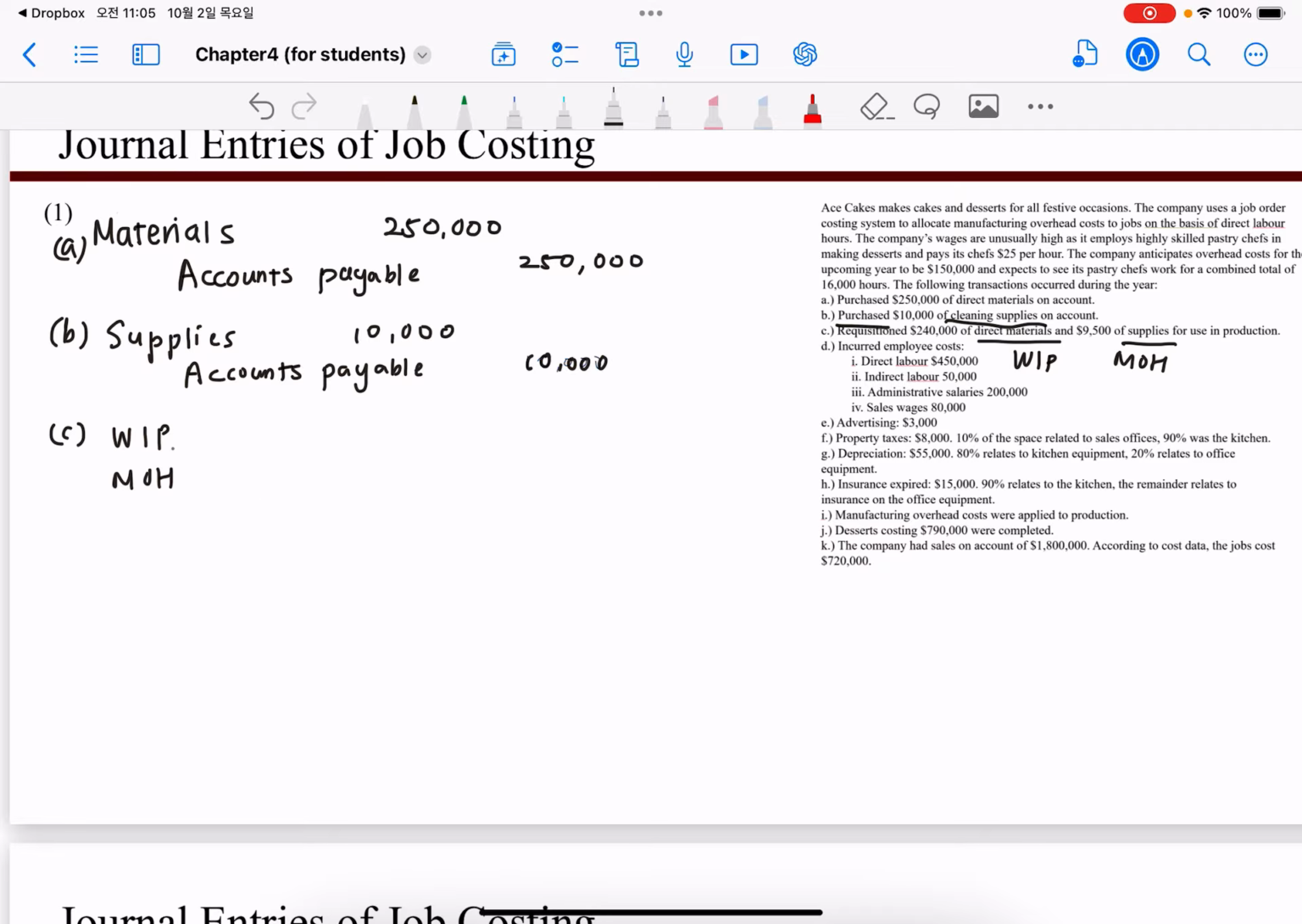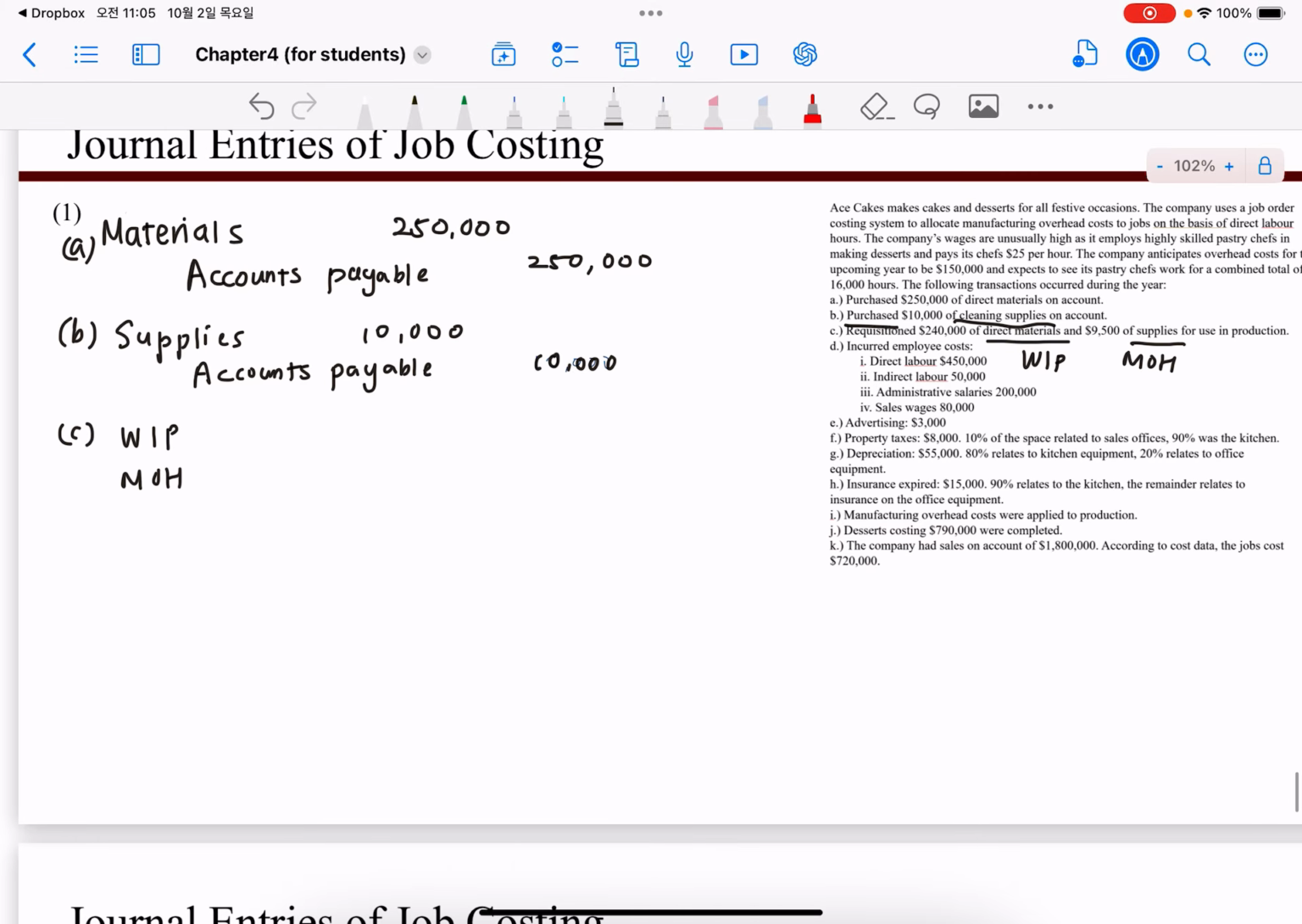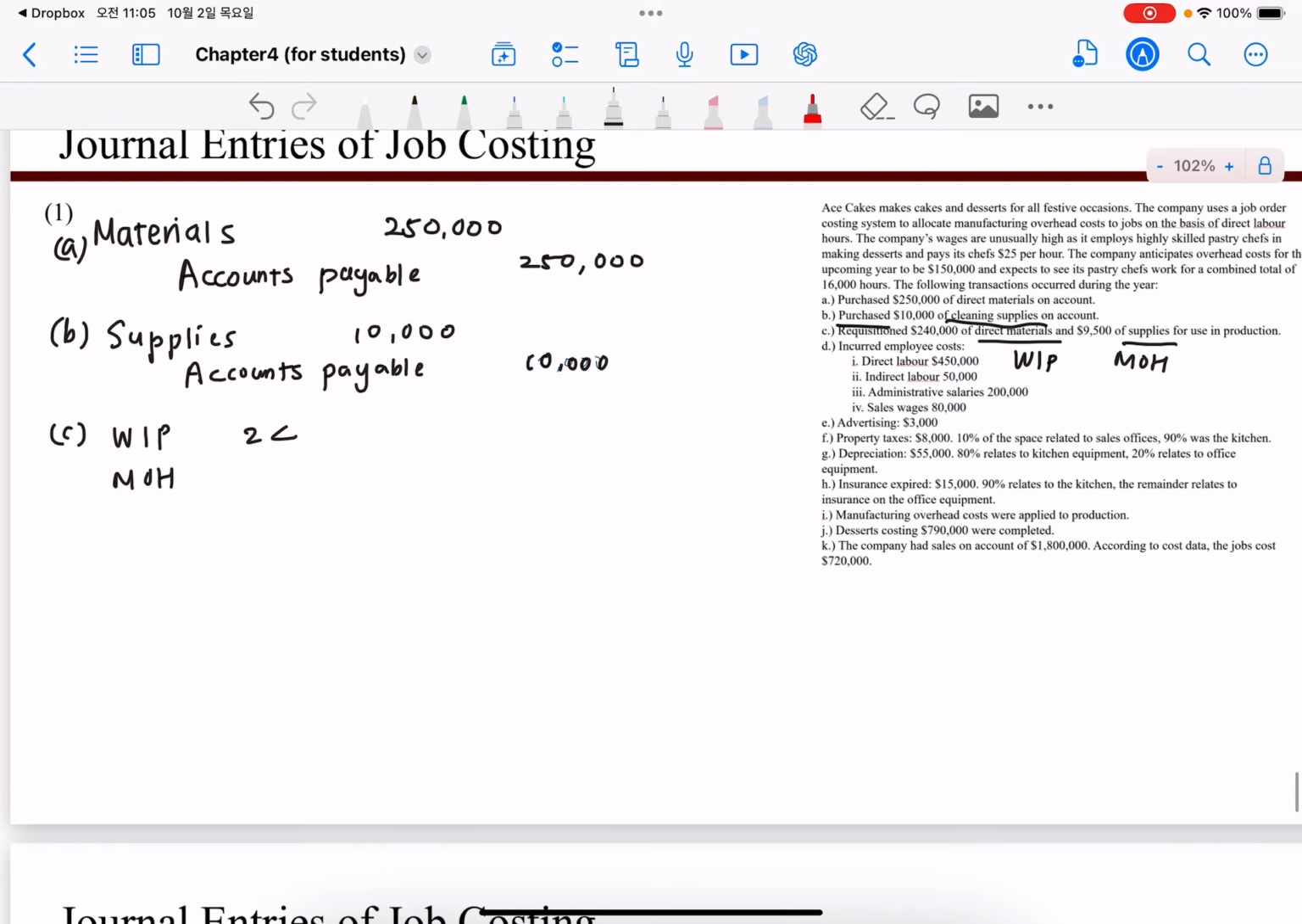First of all, we debit work in process by $240,000 by crediting the materials control of the same amount. And for the MOH, we debit MOH by $9,500 and we credit supplies by $9,500.